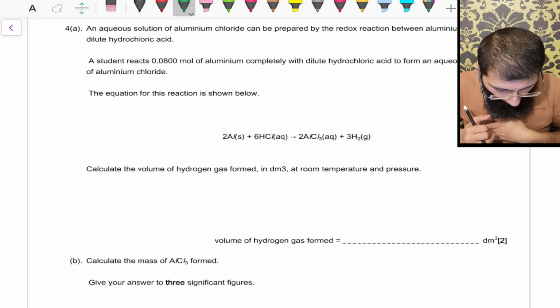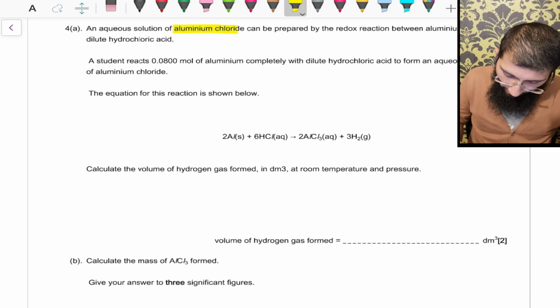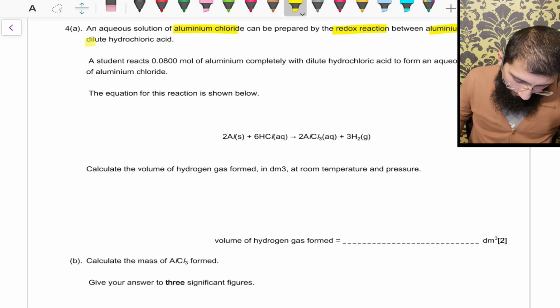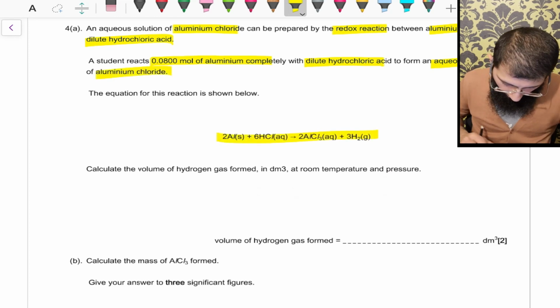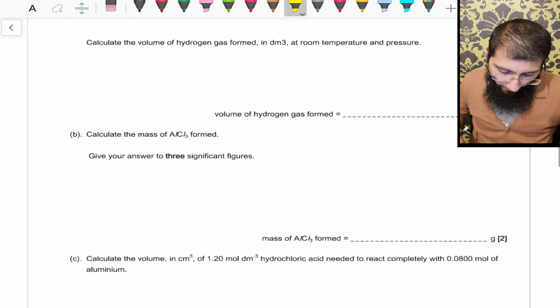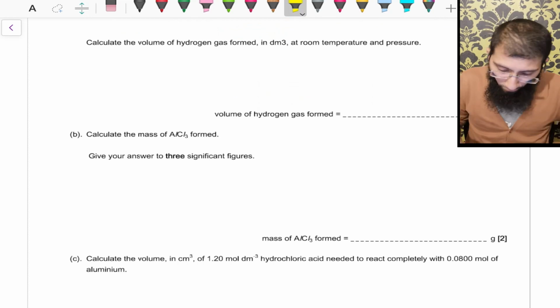Okay, so we're told that an aqueous solution of aluminium chloride can be prepared by the redox reaction between aluminium metal and dilute hydrochloric acid. You're told that a student reacts 0.080 moles of aluminium completely with dilute hydrochloric acid to form an aqueous solution of aluminium chloride. You're given the equation, which is super important. Calculate the volume of hydrogen gas in decimeters cubed at room temperature and pressure.